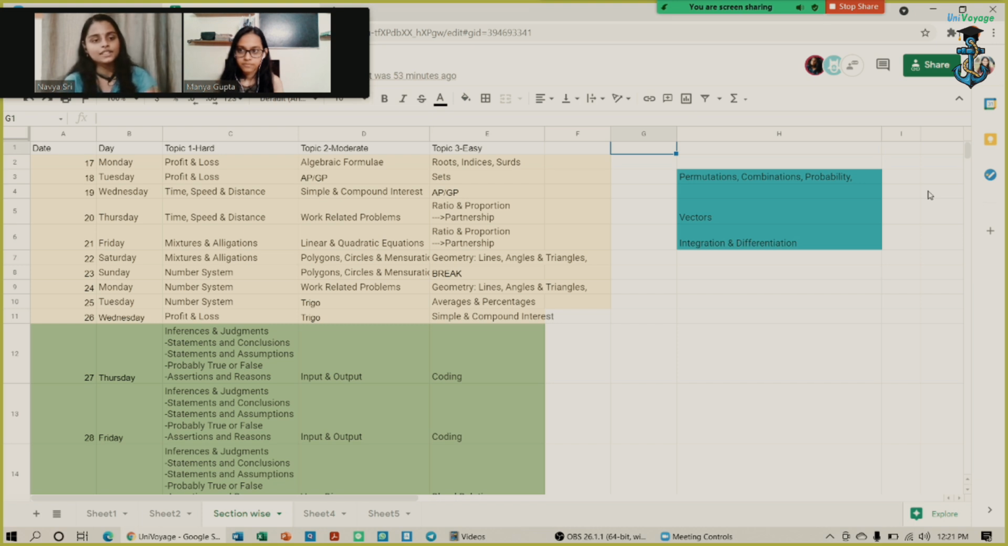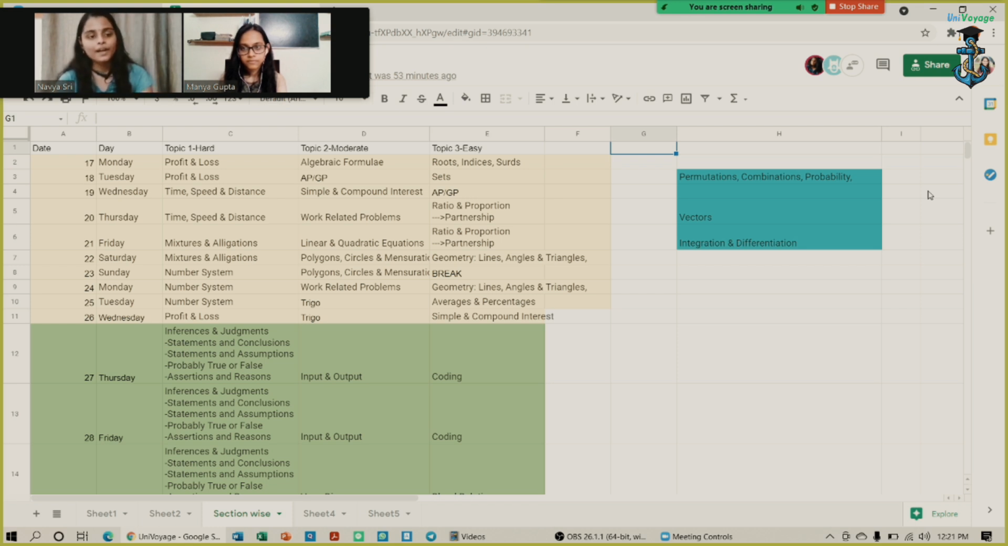So in this schedule, as you see, you have topic 1, which is hard, topic 2, which is moderate, and topic 3, which is easy. So how have we classified these topics as to which is hard, moderate, or easy? The thing is, here we've put those topics which are a bit complex to understand in hard, and also those topics whose questions in the past papers have been repeated have been put in hard as well. In that order, we have been classifying hard, moderate, and easy.